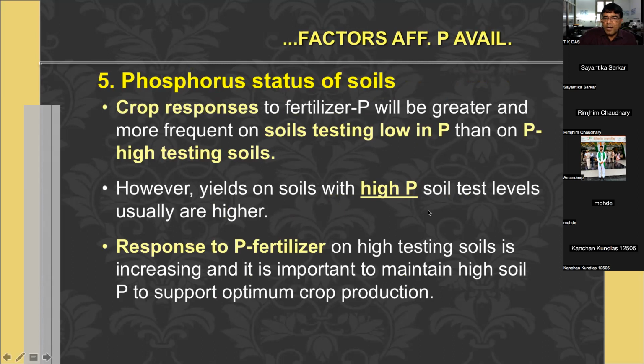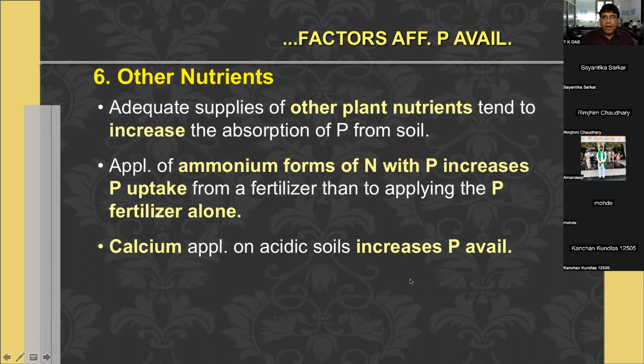Our yields on soils with high P soil test levels usually are higher. Response to P fertilizer on high testing soil is increasing, and it is important to maintain high soil phosphorus to support optimum crop production. Among other nutrients, phosphorus interacts with calcium.